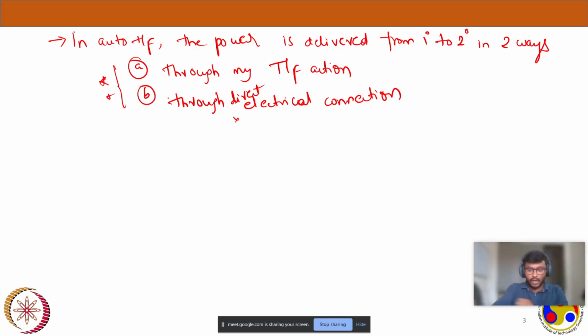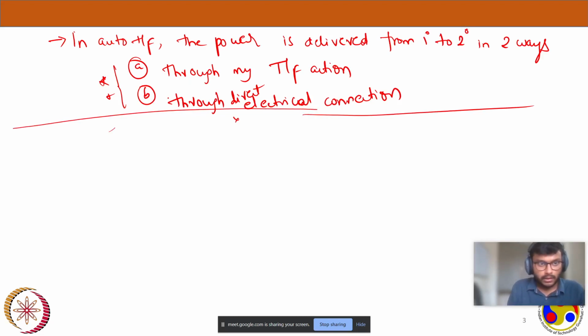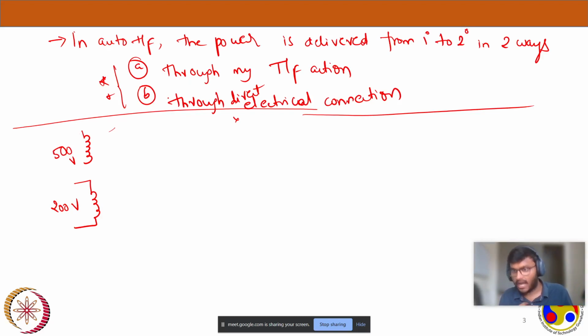Now let's try a different kind of connection, just to see what other connections we can make. Let's take the same transformer, this is 200 volts and this is 500 volts. Now let's say in my lab I have a 700 volt supply and I want to feed a 200 volt load. What transformer do I have? I have 500 and 200.